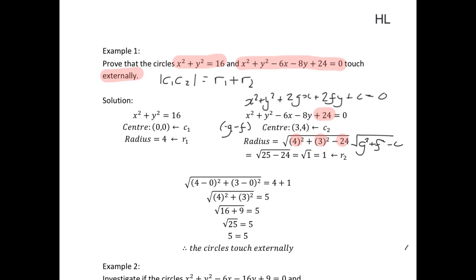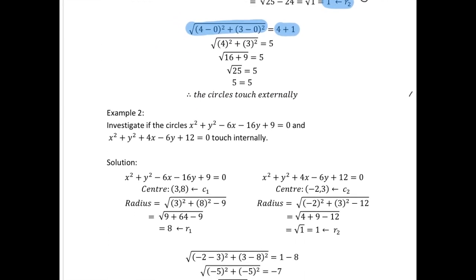So if we look at our values, we have our C1, our C2, our R1, and our R2. We find the distance between the two centers and the sum of the radii, and we want to see if they're the same. And once we work this down, we find out that the distance between the centers is square root 25, which is 5, which is the same as the sum of the radii. So therefore our two circles touch externally.